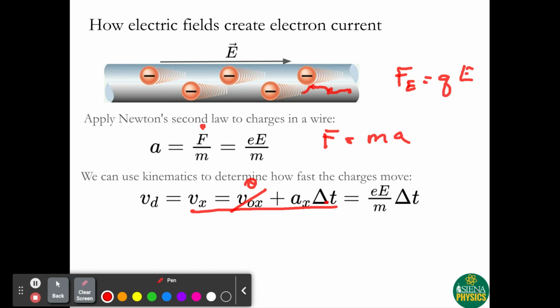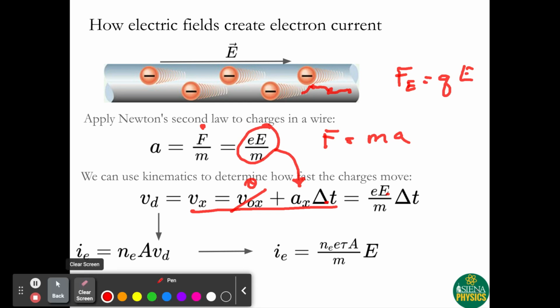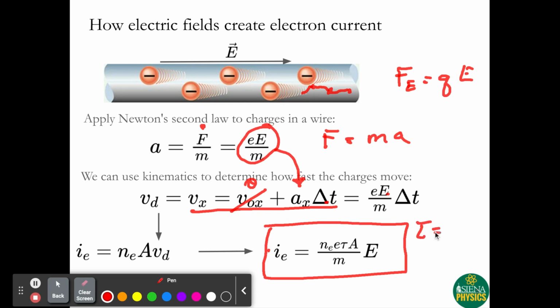Then we plug in the acceleration we already had, and it gives us that the drift velocity is the charge times the electric field divided by mass, times delta T. If we bring in our equation for the electron current from the past slide and plug in our drift velocity, that gives us a more complete expression for the electron current. So it's the number density of electrons, the charge, and tau, the time between collisions.